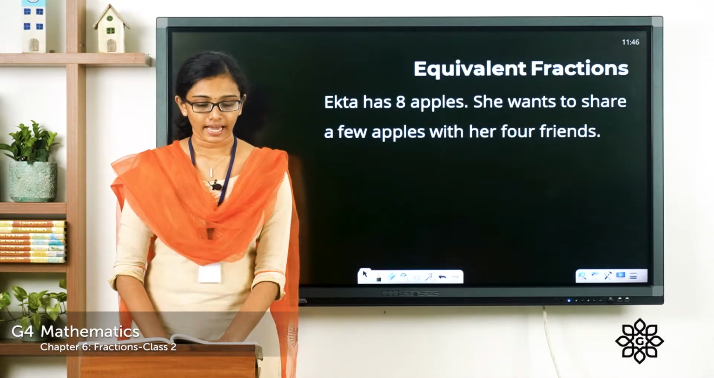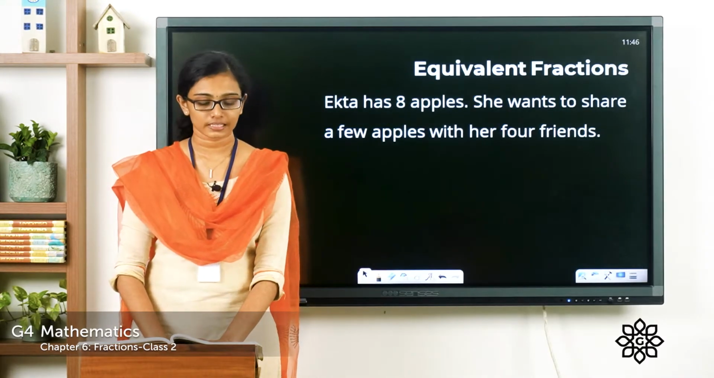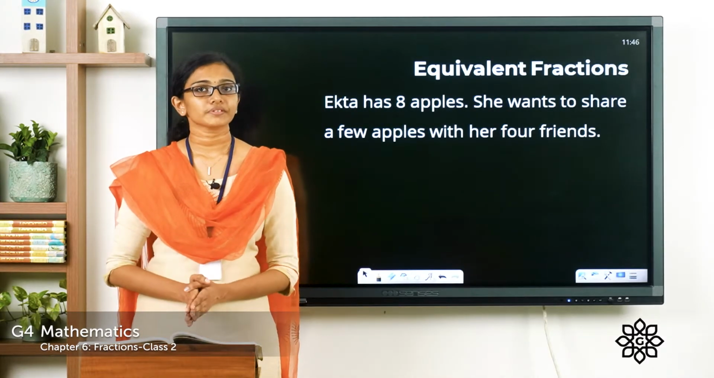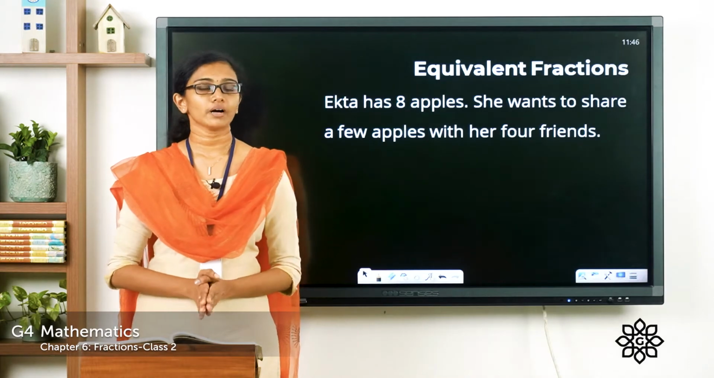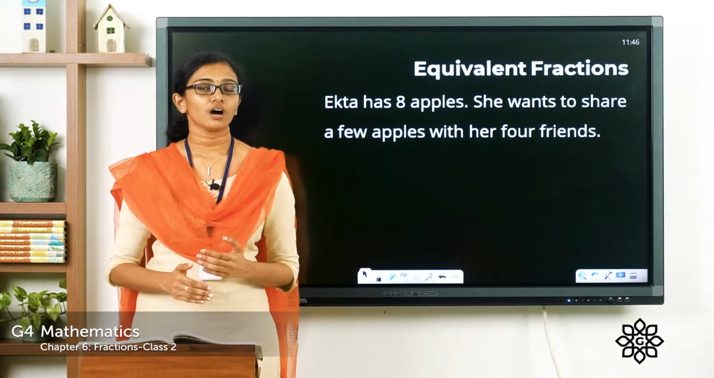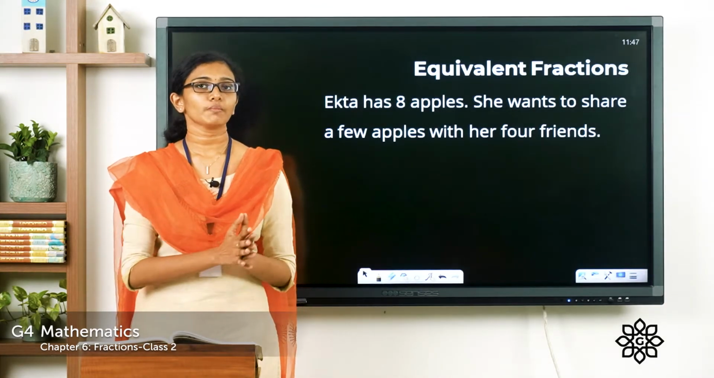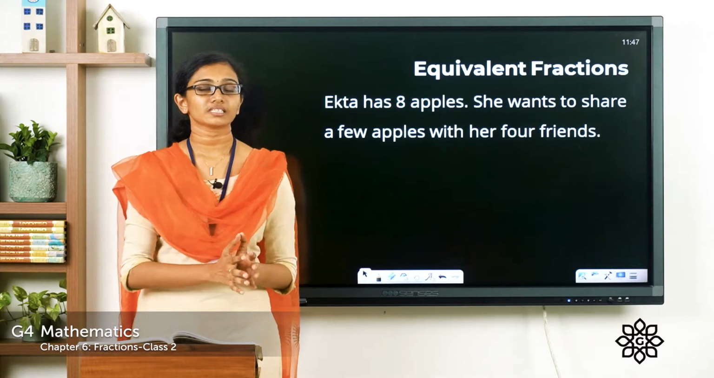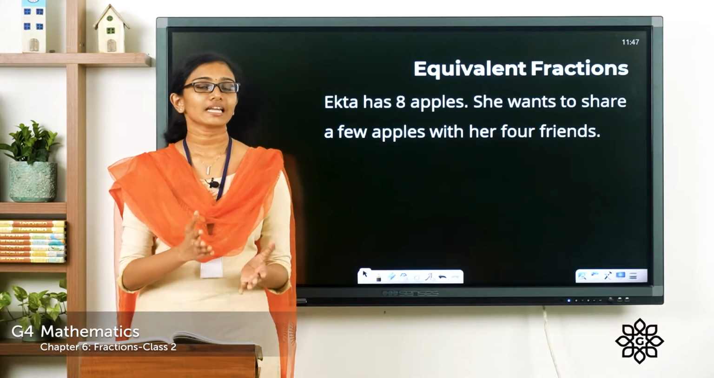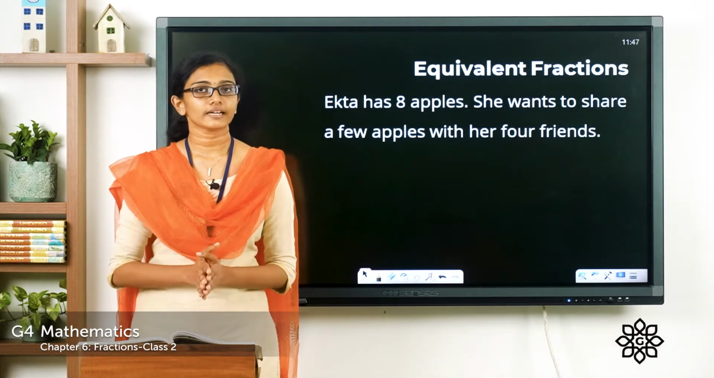Ekta has 8 apples. She wants to share a few apples with her 4 friends. So she has 8 apples with her and she wants to share it among 4 of her friends. How can she share? How can she do it? She can either give some of the apples to her friends as whole apples, or she can cut them into pieces and distribute them. So let's see the different cases.